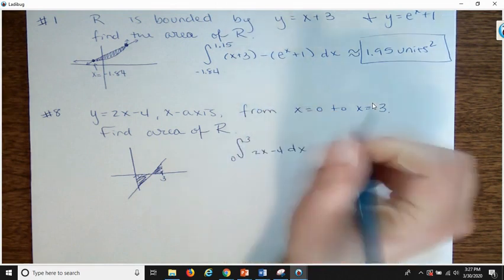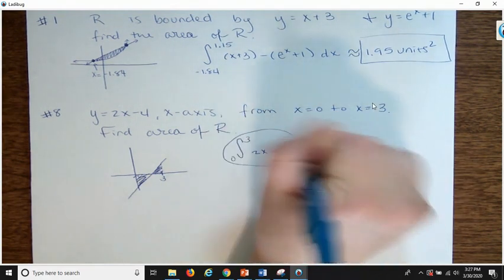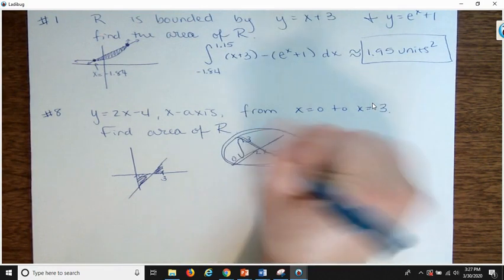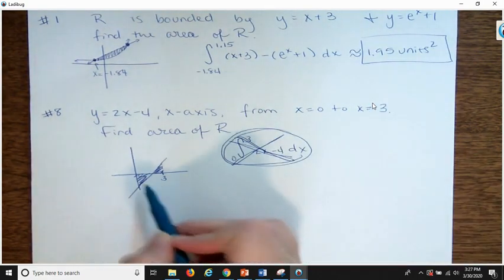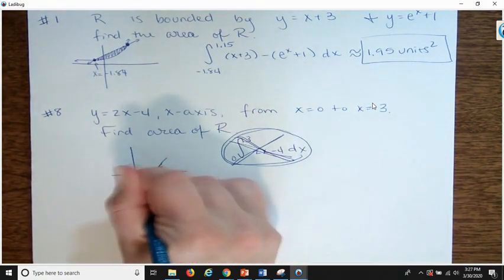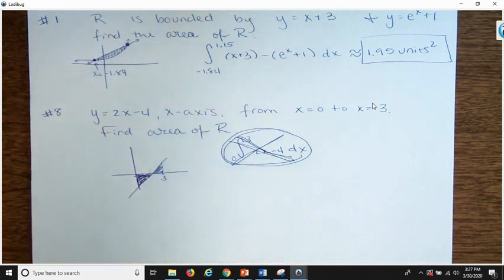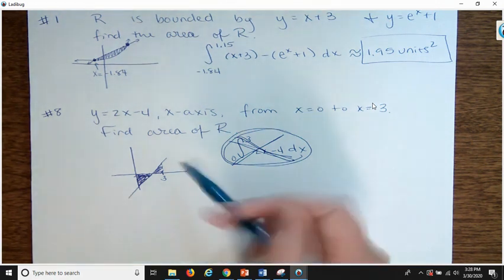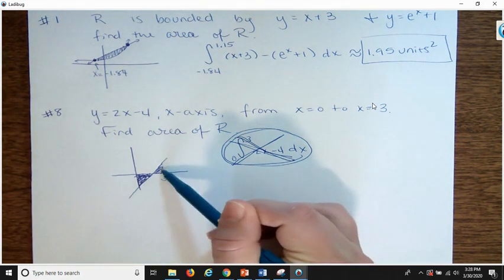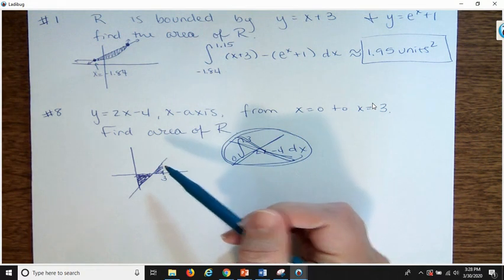Okay, this is wrong. The reason why this is wrong is because we have this region down here, which is going to give us a negative value. Okay, it's going to give us a negative area. So to actually find the area underneath this curve, or between this curve and the x-axis, we're going to need to split it into 2 pieces, a negative piece and a positive piece, so that we can force the negative part to be positive.